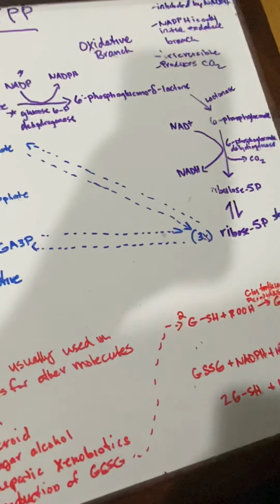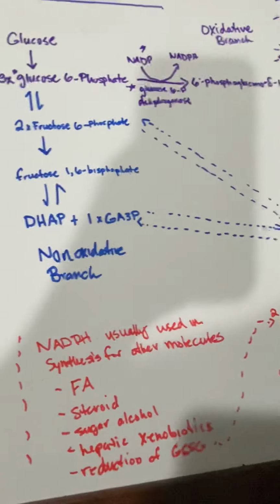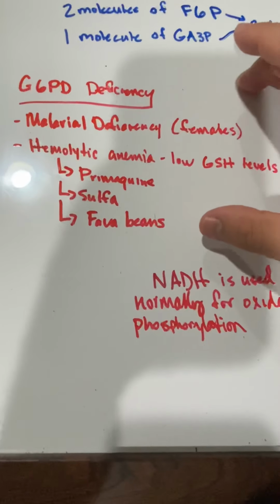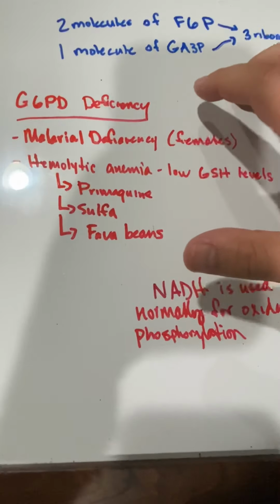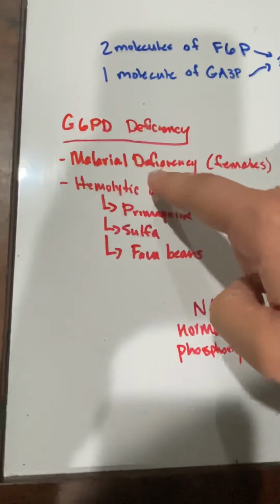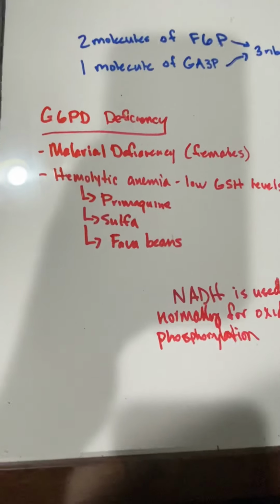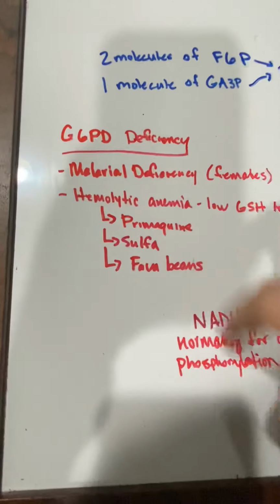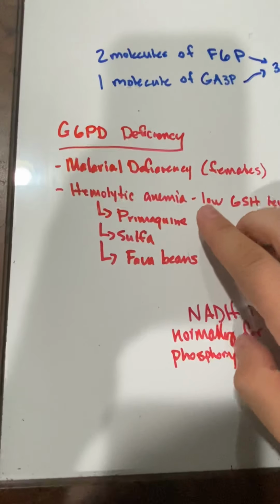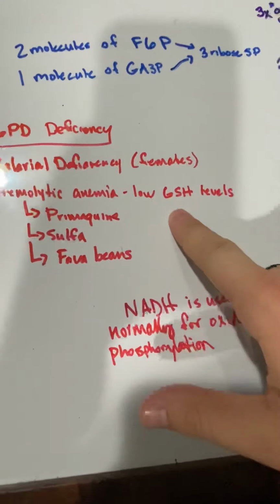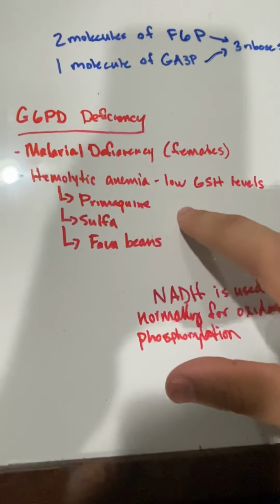Obviously, we need NADPH because it helps with malaria. It helps, but because we have this deficiency, females will have an increased resistance to malaria. But the deficiency that we receive is a hemolytic anemia with low GSH levels.